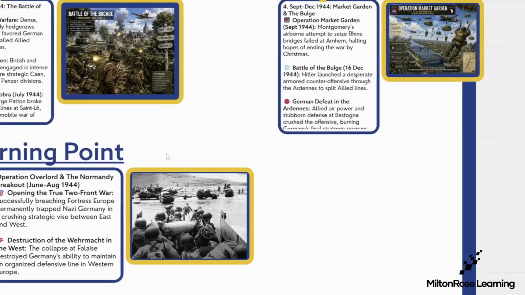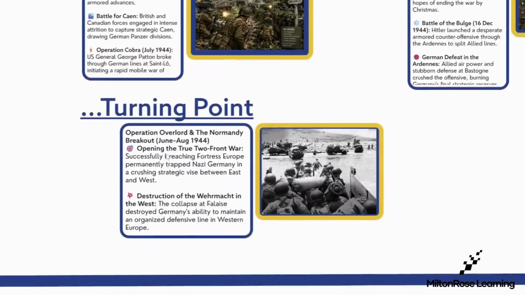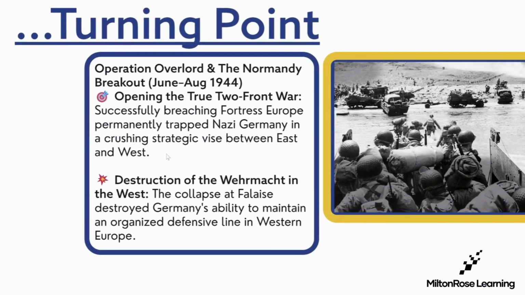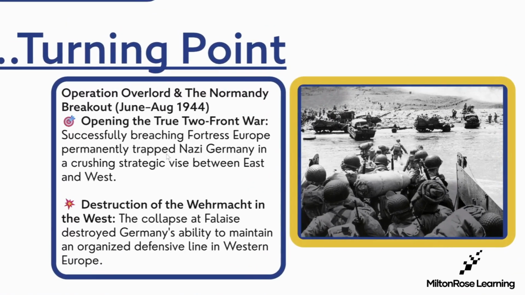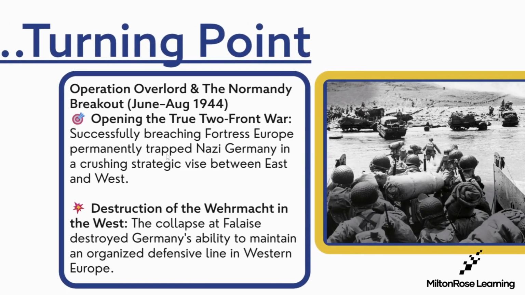Okay, so there's a lot going on at this point of the war, isn't there? So we're really turning the tide. And what was the turning point for me? Well, I think it's fairly obvious. I think Operation Overlord, which was basically D-Day, and the Normandy breakout. So we opened up a true two-front war now. We successfully breached Fortress Europe, and it permanently trapped Nazi Germany in a strategic vice between the east and the west. The Russians were pushing them badly, and then in the west now we're pushing them too. So this is a full two-front war.